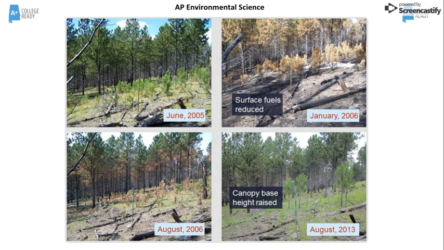These pictures show the results of prescribed burns. In June 2005, there are a lot of potential fuels for natural fires in the undergrowth. In January 2006, a prescribed burn is implemented. In August 2006, new growth is occurring. And by August 2013, the canopy base height has increased and younger trees are growing.